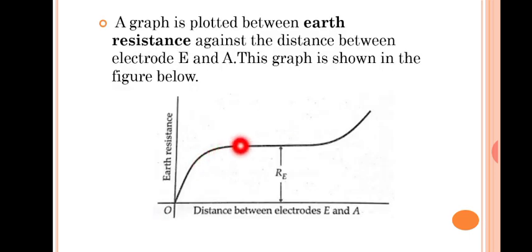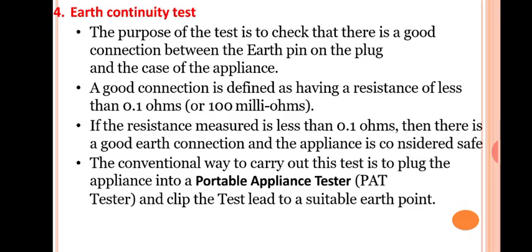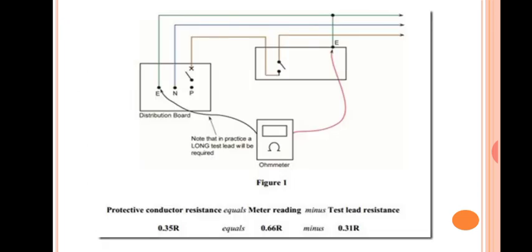So you can see that by moving the electrode, the reading may become constant, but it will increase in between distance E and A. Next we see earth continuity testing, so that the continuity of the earth should be there. So the earth wire should not be broken anywhere. If it is broken, it may cause the leakage current to circulate here and cause shock.